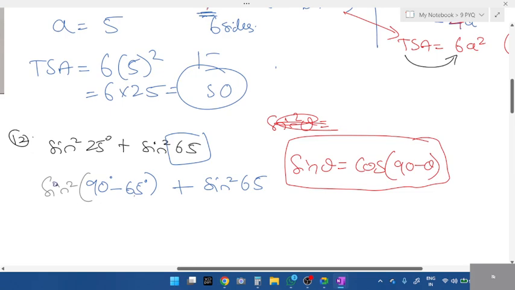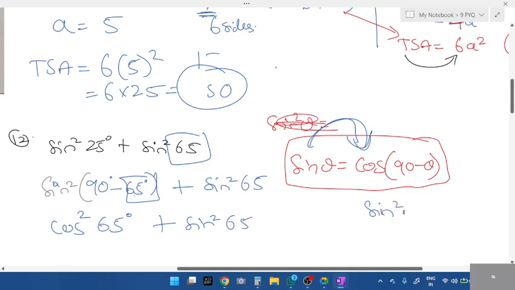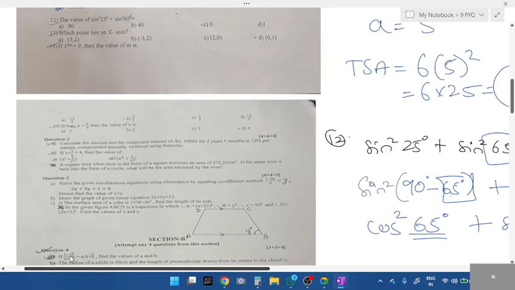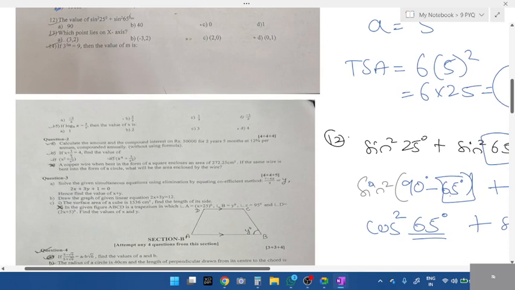What is the complementary for sine? It is cos. So cos square 65 plus sine square 65. What's the value of sine square a plus cos square a? It is 1. Even here, 65 is the same, a and a value are the same. The answer is 1. If you haven't understood, no problem, I'll teach. For the 12th one, the answer is 1. Option D, students. Is it clear?